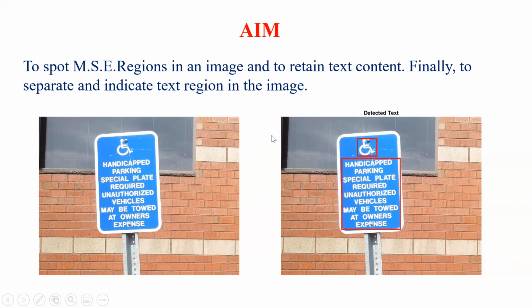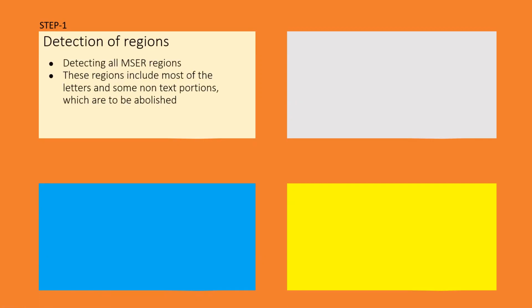This project can be done in 4 steps. Let's go one step at a time. In step 1, we have to identify the regions. Regions means we have to identify text regions. While finding text regions, we may find some other non-text regions also. These regions can be identified using some feature extractors. Here we are going to use MSER features.